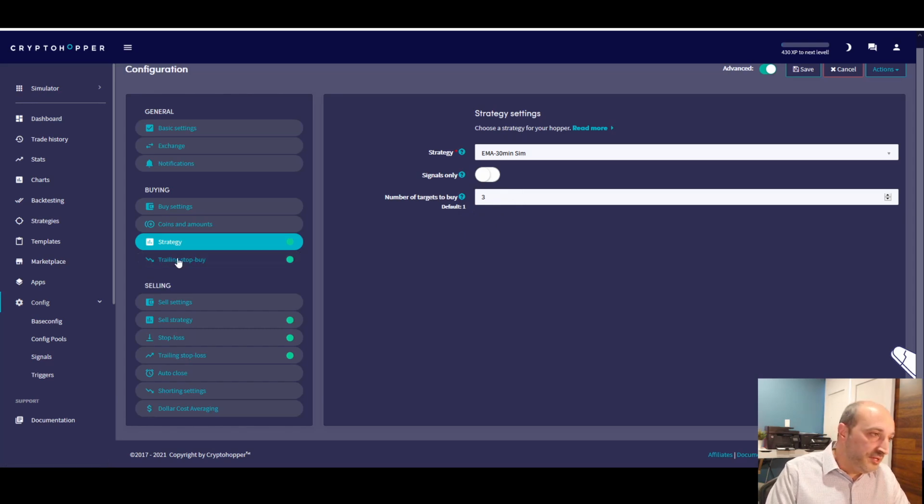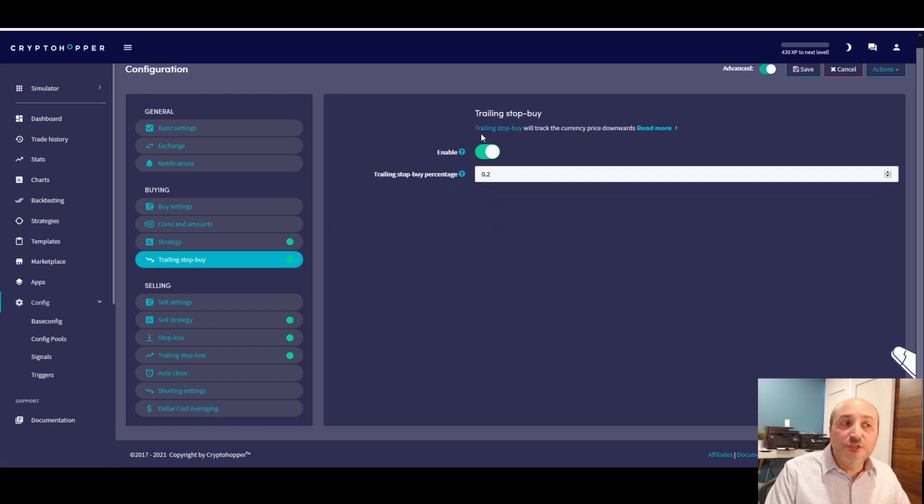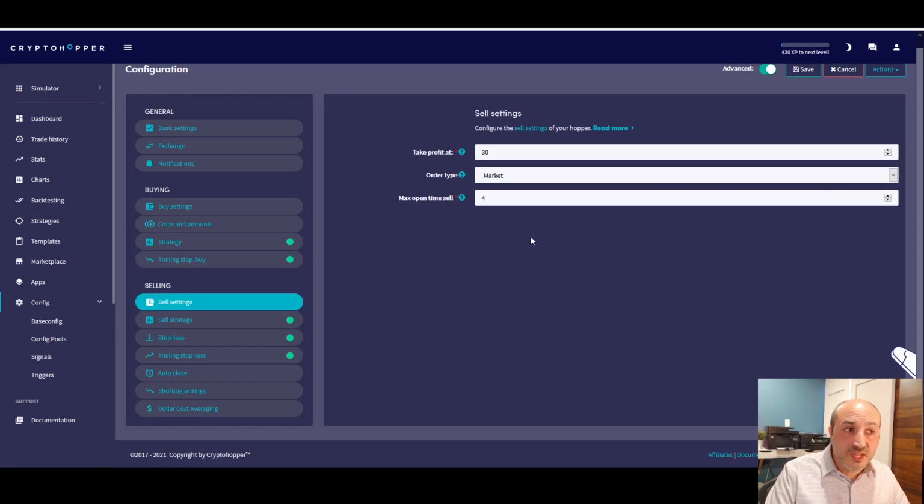So I put it to 3. Trailing stop buy, you could use it. I've been testing it out for a while and it does make a small difference. So just enable it and put somewhere like 0.2, 0.3%. That's good enough. Sell setting, you could put here take profit at 30%.